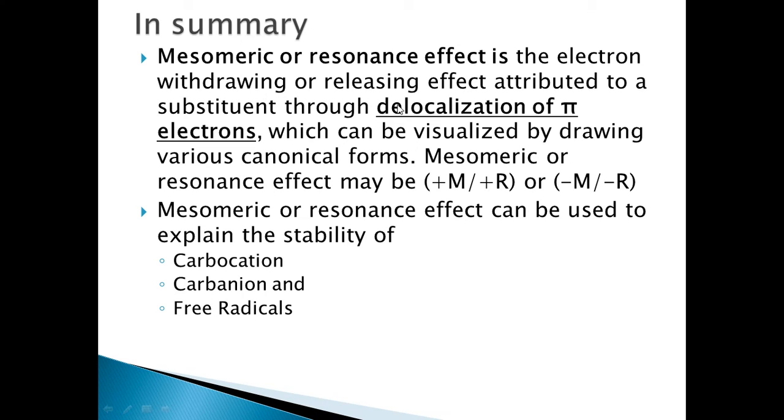Mesomeric or resonance effect is the electron withdrawing or releasing effect attributed to a substituent through the delocalization of pi electrons. This can be visualized by drawing various canonical forms. Mesomeric or resonance effect may also be positive or negative. Mesomeric or resonance effect can be used to explain the stability of carbocations, the stability of carbanions, as well as the stability of free radicals.